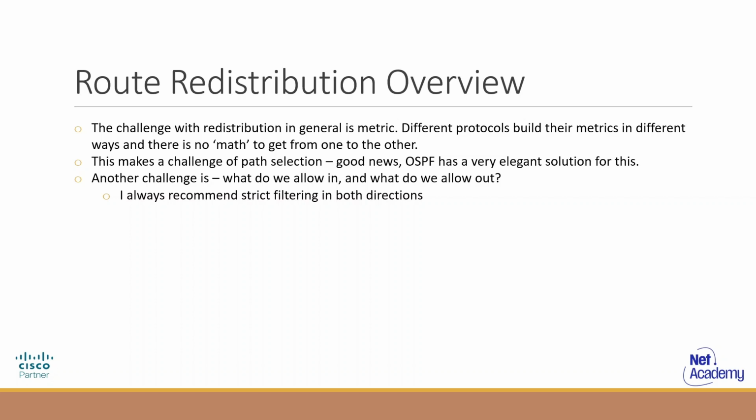The other challenge, and we touched on this in the last section, is what do we allow in and what do we allow out, right? And just a spoiler alert, I always recommend strict filtering in both directions. Have a prefix list and a route map on your ASBR that strictly controls what comes in and out of the protocol. That's my opinion. That's how I do it. Have done it for over 25 years.